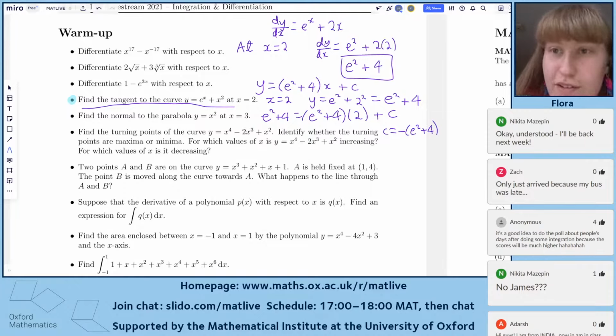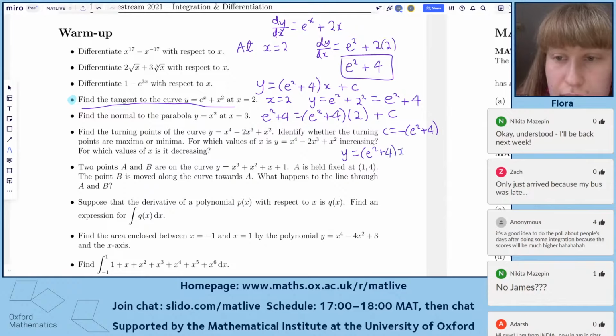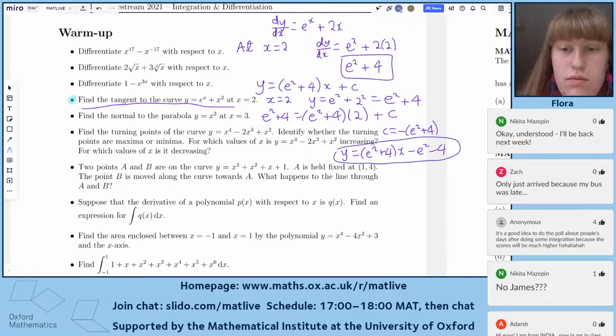I'm running out of space, classic. Y equals e squared plus 4 times x minus e squared minus 4. And so that is the equation of the tangent. Hopefully.